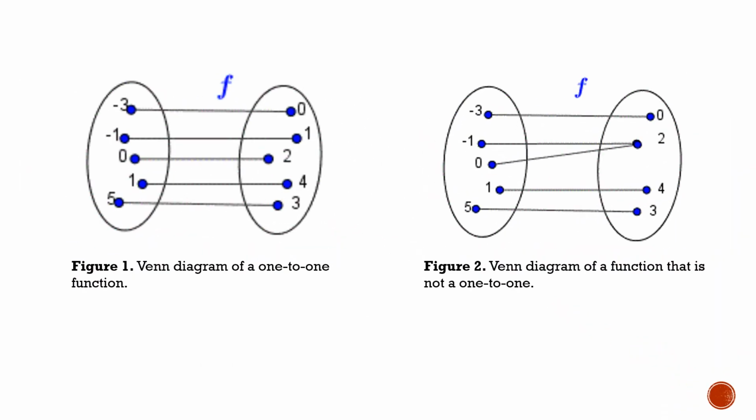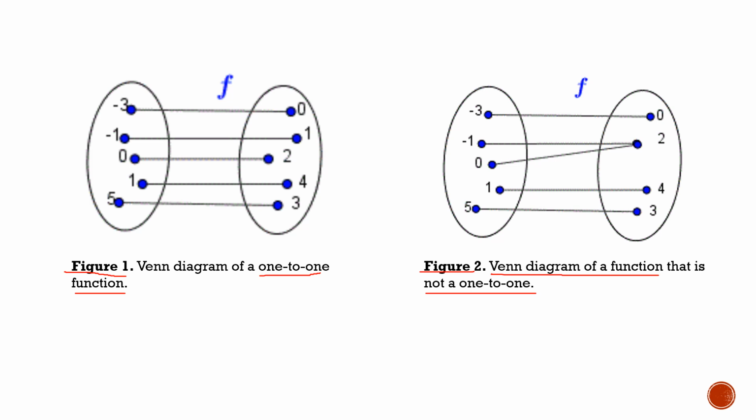So let's now examine these two figures. Your first figure is a Venn diagram of a one-to-one function. Your second figure is a Venn diagram of a function that is not a one-to-one. So there are situations wherein your Venn diagram represents a function but not a one-to-one function. But let's deal now with your figure number 1 before dealing with your figure number 2.